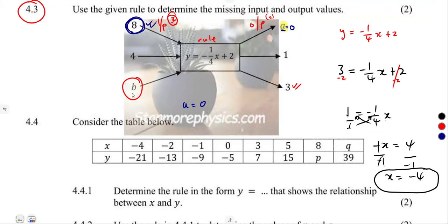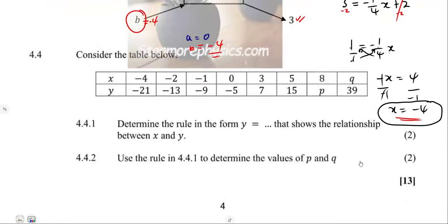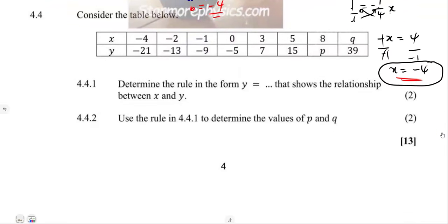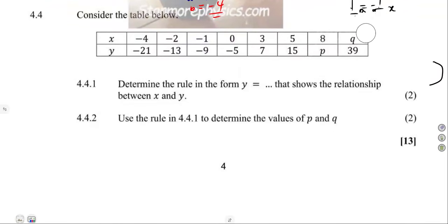Where x is the input, that's the value of B that we substituted at the input here. So B is a negative 4. B is equal to negative 4, the value of x. So that's it on the relationship that you're given between x and y, that rule.